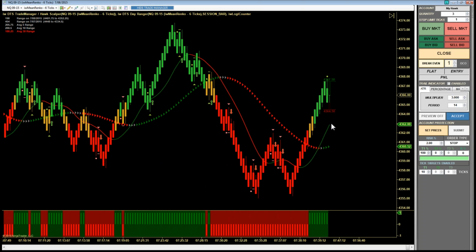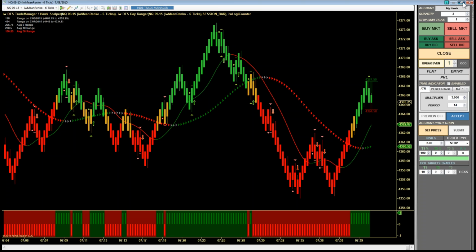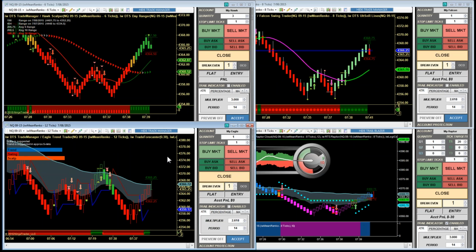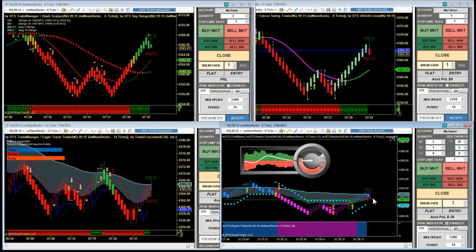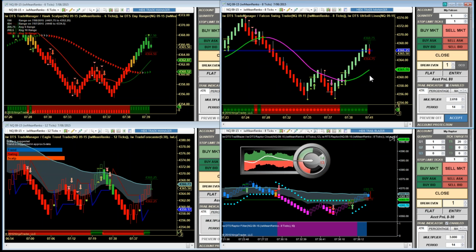So we're printing now a first micro macro cross to the upside. Are they going to try to give it a poke higher? Let's see what the other tools are telling us. We're into the hard edge here on the Eagle, which we normally anticipate some sort of reaction. Ditto here on the Raptor, we're into the hard edge. The Falcon working on a possible trend change signal.